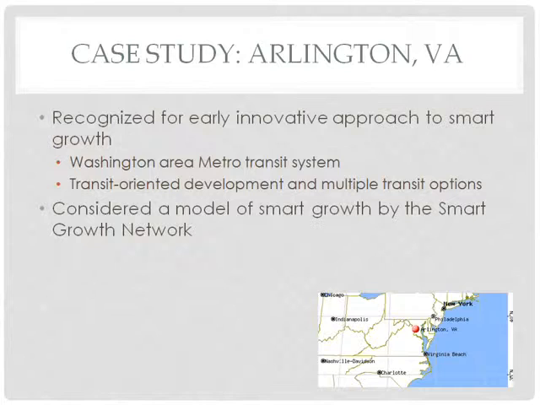Arlington, Virginia is a good example of a smart growth area. It has been recognized for its early and innovative approach to smart growth, mainly due to the Washington area metro transit system. In addition to transit-oriented development, Arlington has multiple transit options for its citizens to use, enabling them to reduce their own carbon footprint. It has been deemed a model of smart growth by the Smart Growth Network.